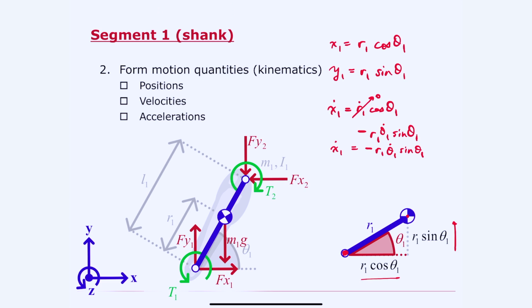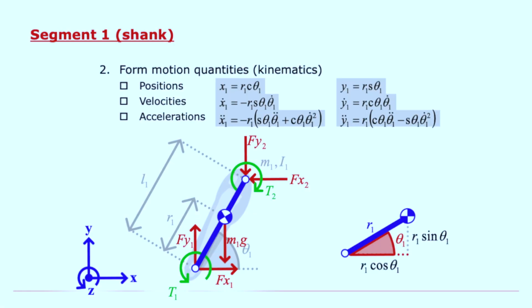So we can take the derivative again to find the acceleration. Let's do that. x1 double dot equals, now we've already decided that the shank isn't changing length. In other words, r1 dot equals 0. So we'll have just two terms to write down here. r1 θ1 double dot sine θ1 minus r1 θ1 dot squared cosine θ1. And we can do the same thing for the expression for y1. So you should have gotten these expressions for y1 dot and y1 double dot. Again, these expressions are in the textbook, so take a look there if you're looking for the details.